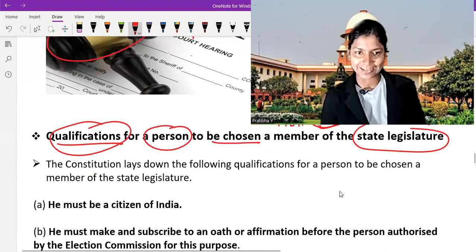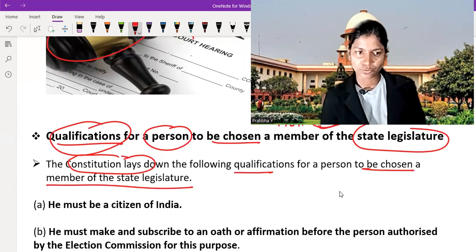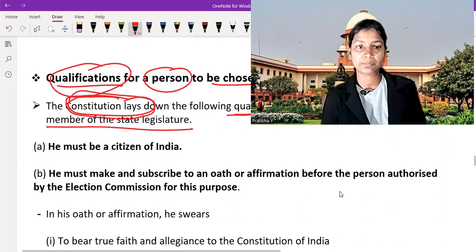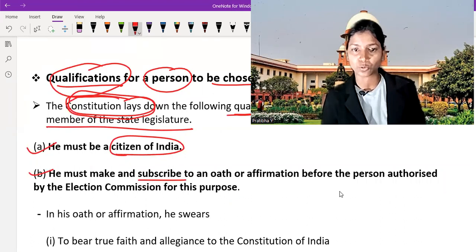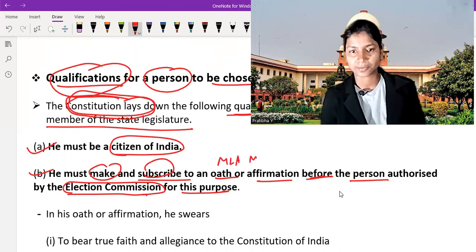The Constitution lays down the following qualifications for a person to be chosen as a member of the state legislature. First, he must be a citizen of India. Second, he must make and subscribe to an oath or affirmation before a person authorized by the Election Commission for this purpose. So the person who wants to become an MLA or MLC must make and subscribe an oath or affirmation before that person.